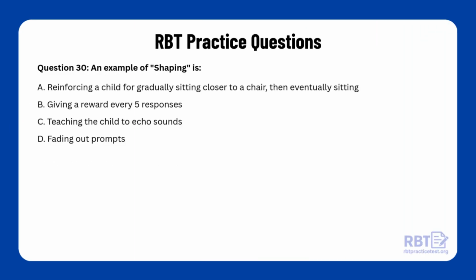Question number 30. An example of shaping is A. Reinforcing a child for gradually sitting closer to a chair, then eventually sitting. B. Giving a reward every 5 responses. C. Teaching the child to echo sounds. D. Fading out prompts. The correct answer is A.